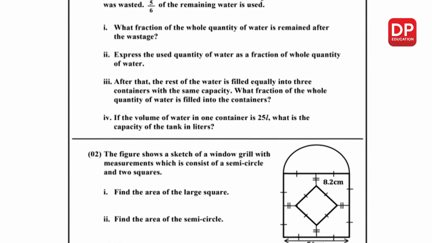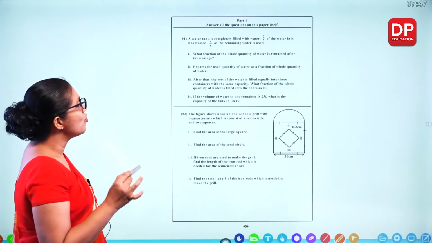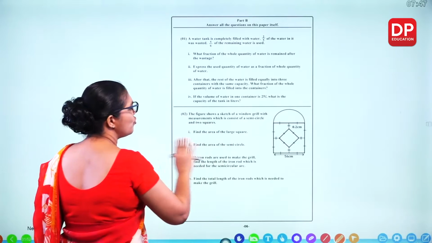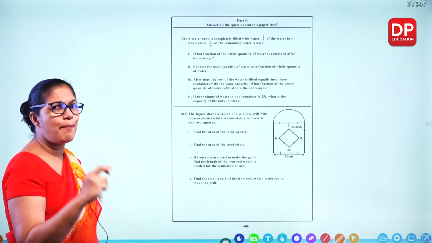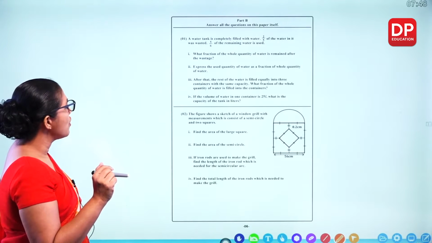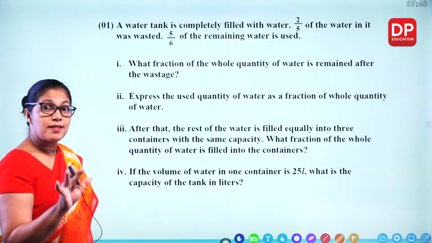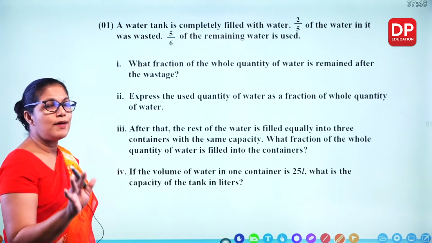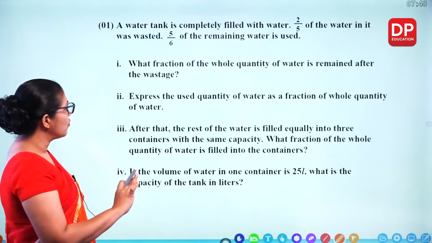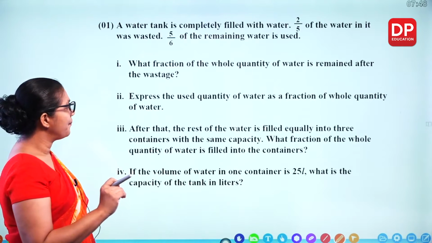Part B, answer all questions on this paper itself. Spaces are given, so you can write the answers here. You don't write down everything, only the important things, and find the answer. Question number 1 and 2. Question number 1, you get 4 parts. This paper is similar to the O-level paper structure. Always like that, you get 5 questions in part B to answer.